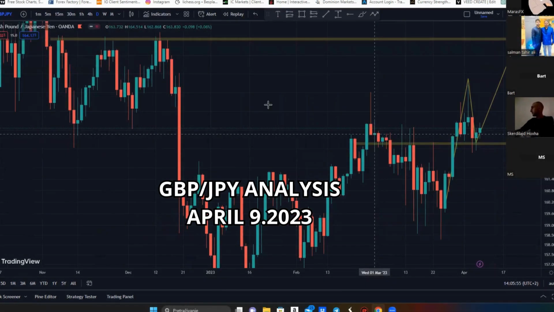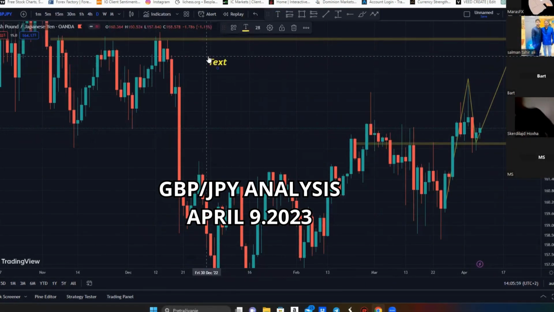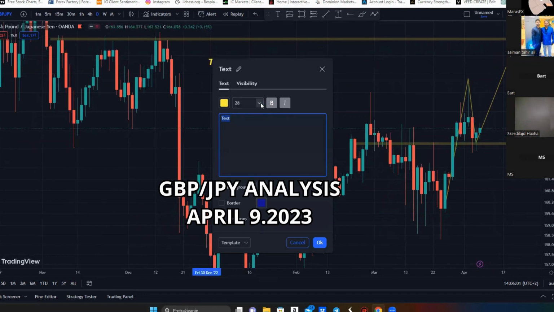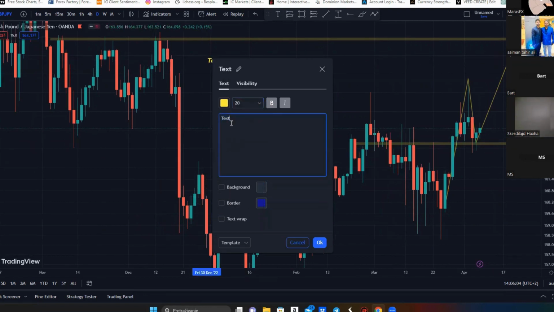Looking at the GJ, we're going to start with the same approach. When we analyze a pair, this is GJ. Currently we are analyzing GJ, and what do we look at? Number one, the macroeconomic data and fundamentals, the macroeconomic picture. So what is the macroeconomic picture of the GJ?